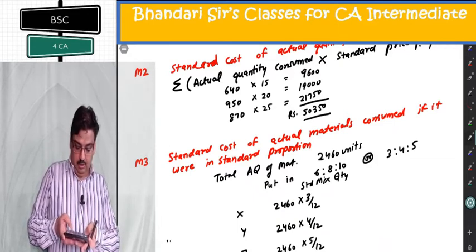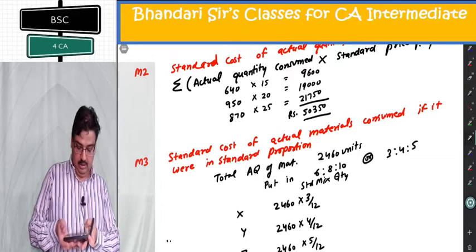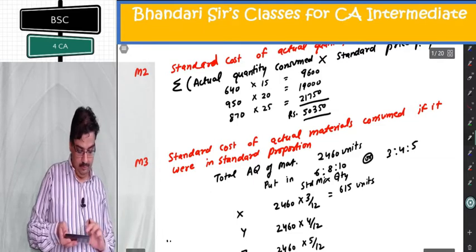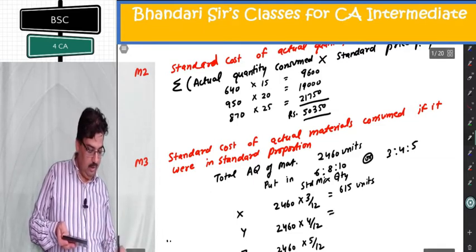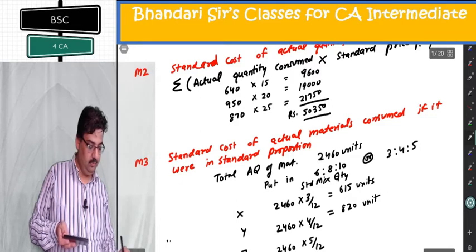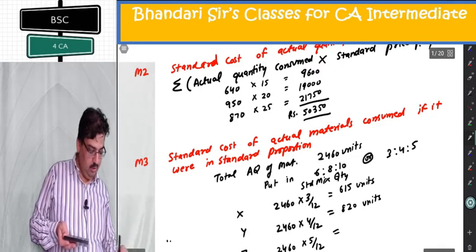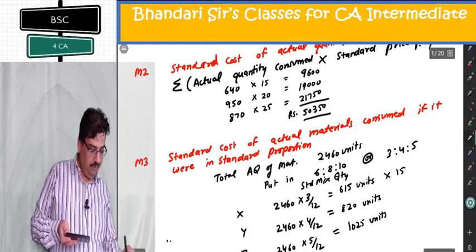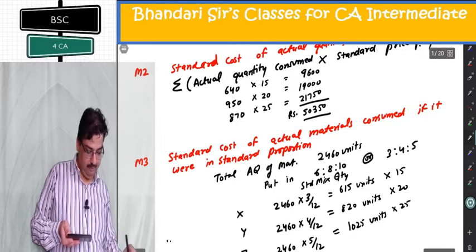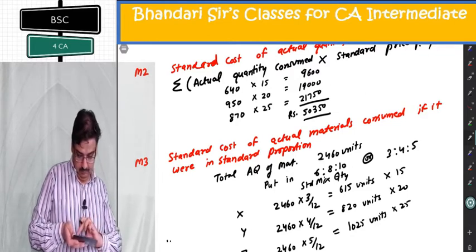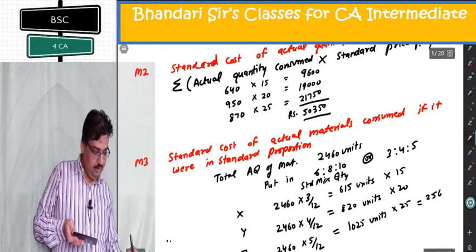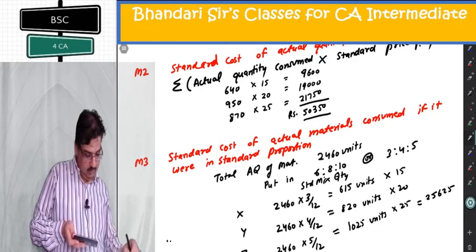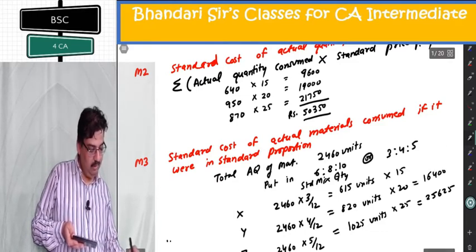2460 divided by 12 into 3 is 615 units, 820 units, 1025 units. Multiplied by 15, 20 and 25. The last one is 25625. 16400 is the middle one.